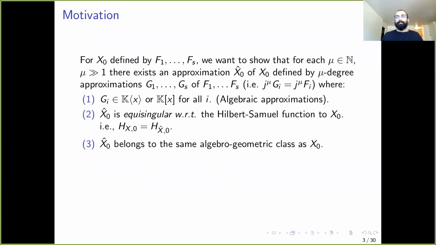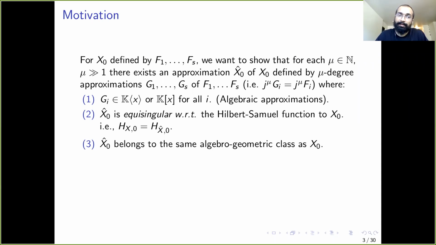So the main problem that I'm interested in today is that if you have a germ X0 that is defined by convergent power series f1 through fs, we want to show that for each integer mu that is sufficiently large, there exists an approximation X hat at zero of X0 defined by mu degree approximations g1 through gs of these power series f1 through fs that define X0. And by mu degree approximations, I mean that the mu jets of the gi are the same as the mu jets of the fi. And I want this approximation to satisfy certain properties. The first is that the gi are algebraic power series or polynomials. That is, they are algebraic approximations to the fi.